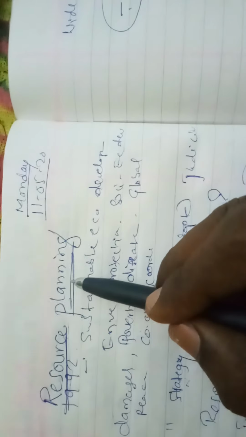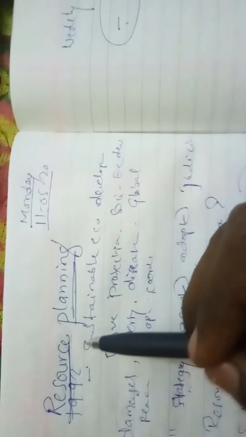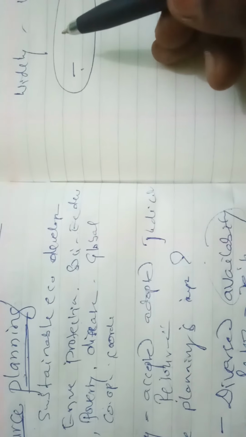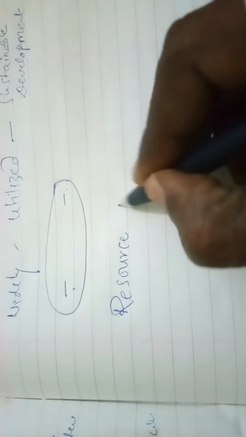Then the question is, different regions, rich and poor in the availability of resources, collectively need to be planned systematically, so that the available resources can be utilized for achieving sustainable development. Let us discuss one more topic, how resource planning in India is mainly implemented.